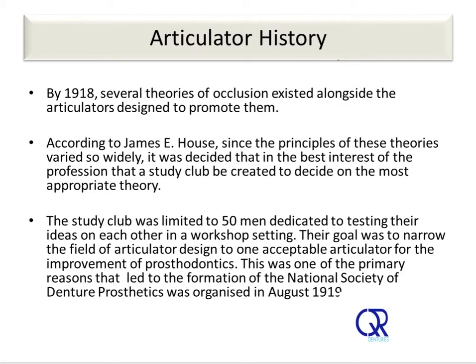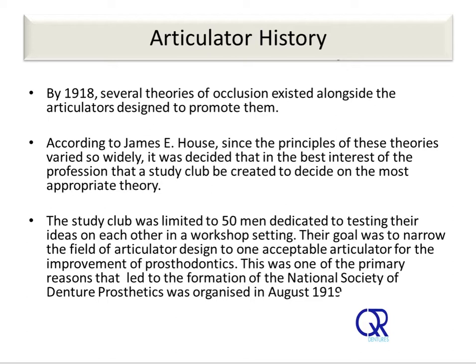By 1918, several theories of occlusion existed alongside the articulators designed to promote them. According to James E. House, since the principles of these theories varied so widely, it was decided that in the best interest of the profession a study club be created to decide on the most appropriate theory. The study club was limited to 50 men dedicated to testing their ideas on each other in a workshop setting. Their goal was to narrow the field of articulator design to one acceptable articulator for the improvement of prosthodontics.